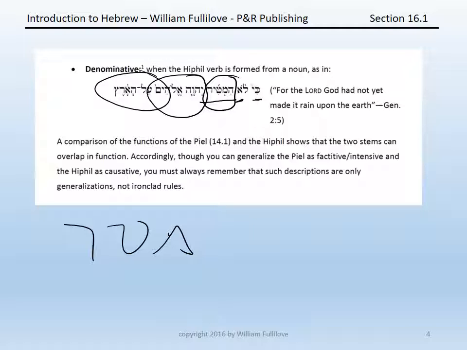If you would look back at chapter 14, section 1, about the functions of the Piel, and compare that list to the three functions of the Hiphil we have just discussed here, you will note that the two stems can overlap in function. Recognize then, though we can generalize to say that the Piel is a factitive or intensive, and the Hiphil is a causative, those are only generalizations, not ironclad rules, and we must always work with each root as it actually appears in the language, instead of trying to steamroll the actual behavior of the language with our categories.